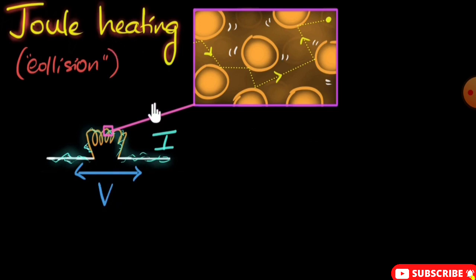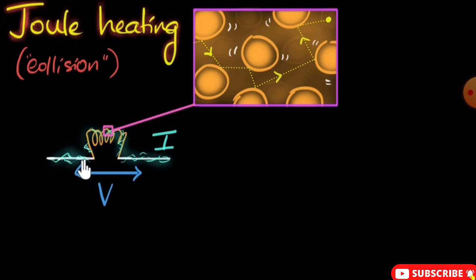Now to calculate the amount of heat generated, all we need to do is use energy conservation. You see, we know that it's the electrical energy that's being converted into heat. So for example, if we find out that 100 joules of electric energy is being lost every second, then it means 100 joules of heat is being produced every second.